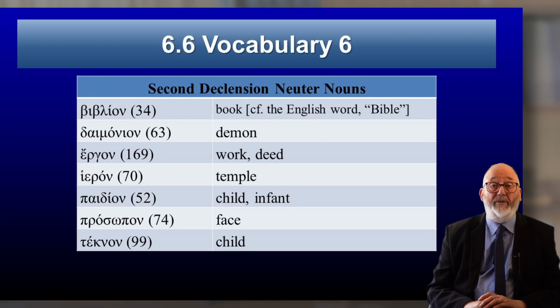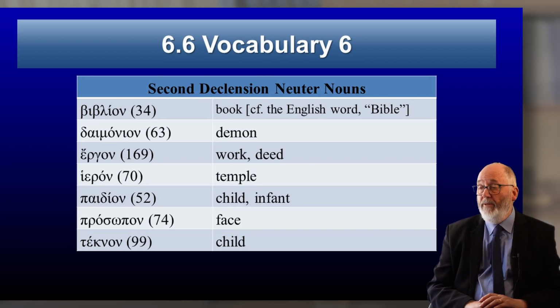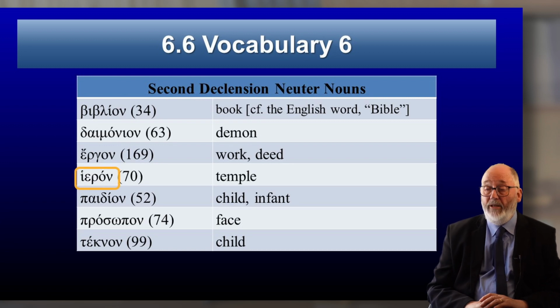Now, here is a list of the neuter second declension nouns that occur most frequently in the New Testament. And, as is my custom, to help you, I will say the word and I will give you a little pause to repeat it back. Biblion, daimonion, ἔργον, hieron, paidion, prosopon, and teknon.